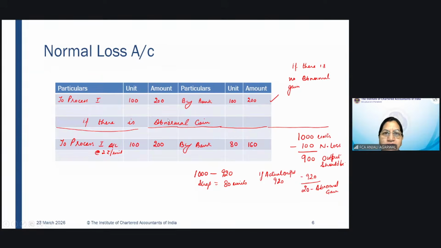There is a question in the chat window. Instead of bank account, can we write cost ledger account? We are not sure whether we are following integrated or non-integrated accounts here. So please stick to by bank.